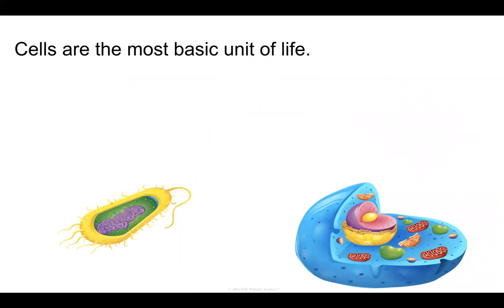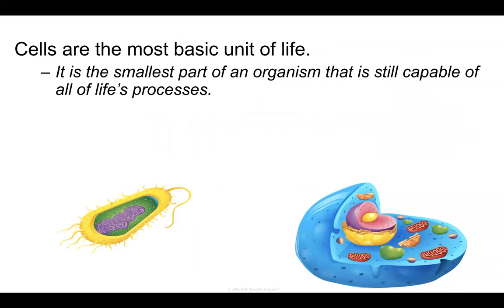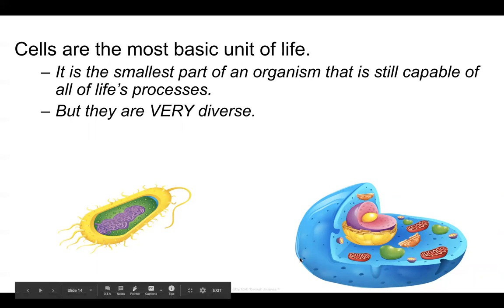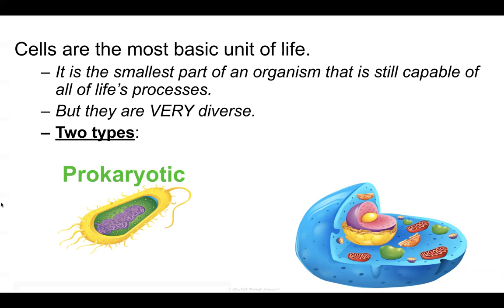Cells are the most basic unit of life, the smallest part of an organism, still capable of all of life's processes, still showing all 5 characteristics of living things. But cells can be very diverse. Very often we see a single animal cell that looks a lot like this one, but not all animal cells look like this one. Muscle cells and hair cells look very different, even though they have all of the elements you see here. There are 2 types of cells, prokaryotic and eukaryotic.